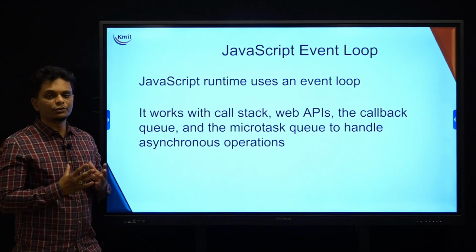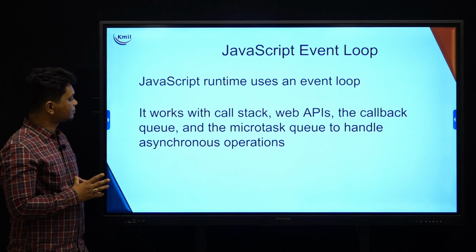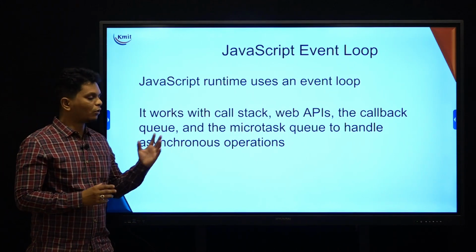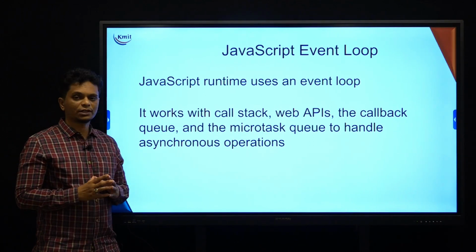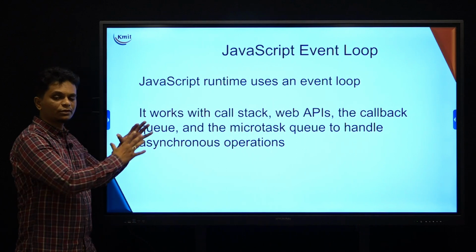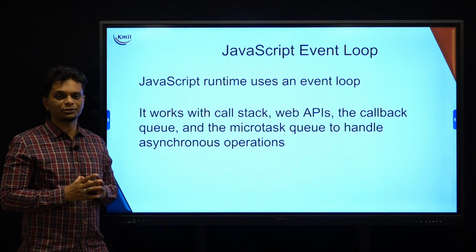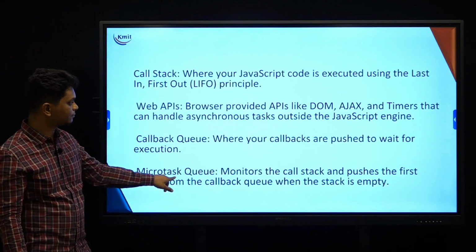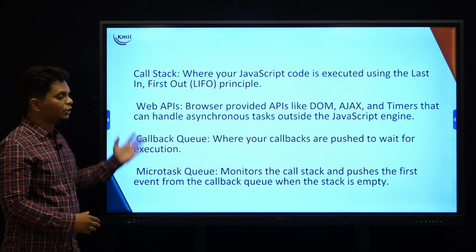JavaScript uses the event loop to perform asynchronous operations. It works with the call stack, web APIs, the callback queue and the microtask queue. Using these concepts, the JavaScript engine successfully performs asynchronous operations. Let's briefly talk about the event loop content.